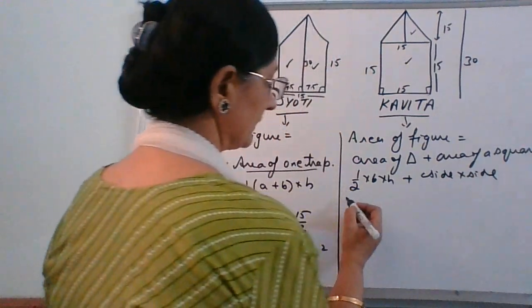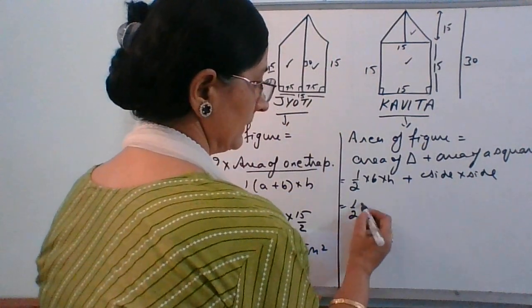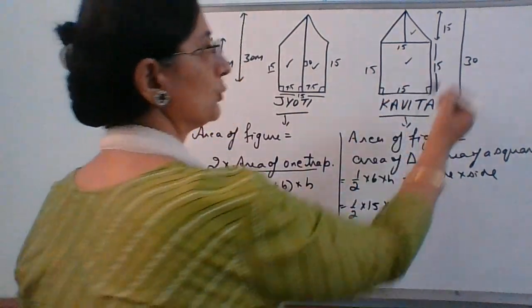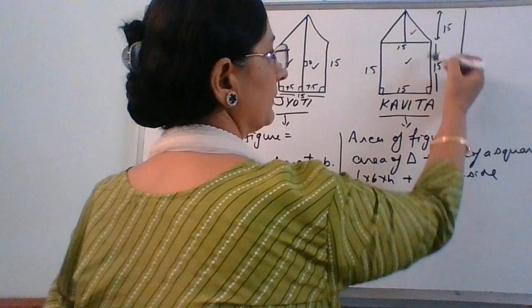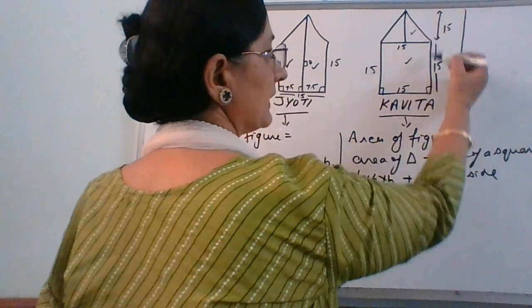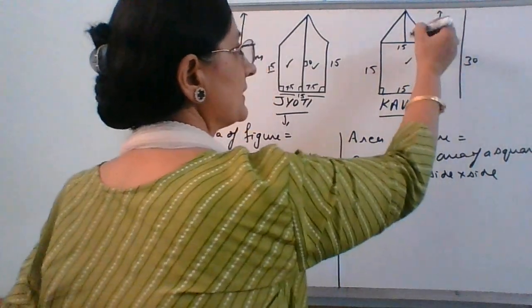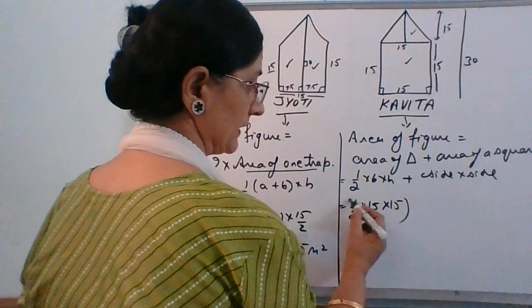Let us substitute the values here. Half base, triangle का base है 15 और height कैसे पता चलेगी? Total 15, 30 है, इतना 15 है. So 30 में से 15 आप subtract करोगे तो ऊपर का part भी 15 होगा. 30 minus 15 is 15. So this height is here 15. This way we can solve.